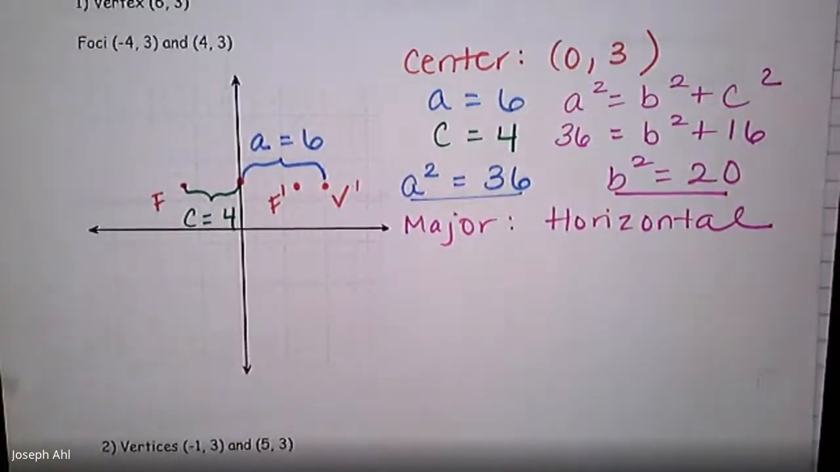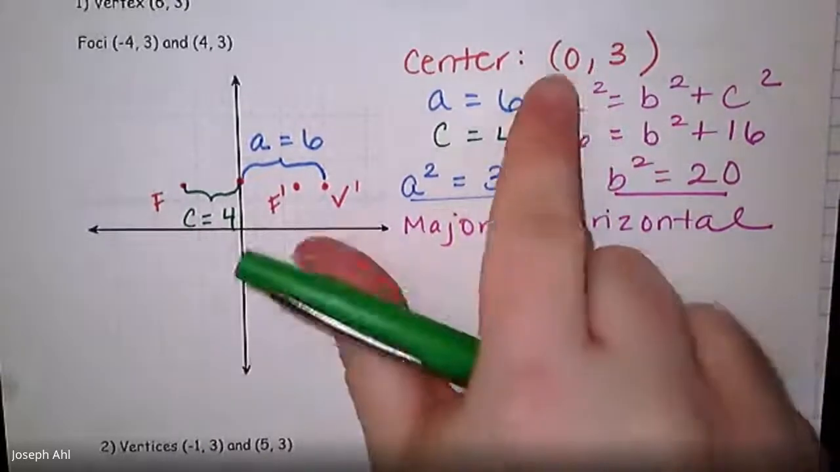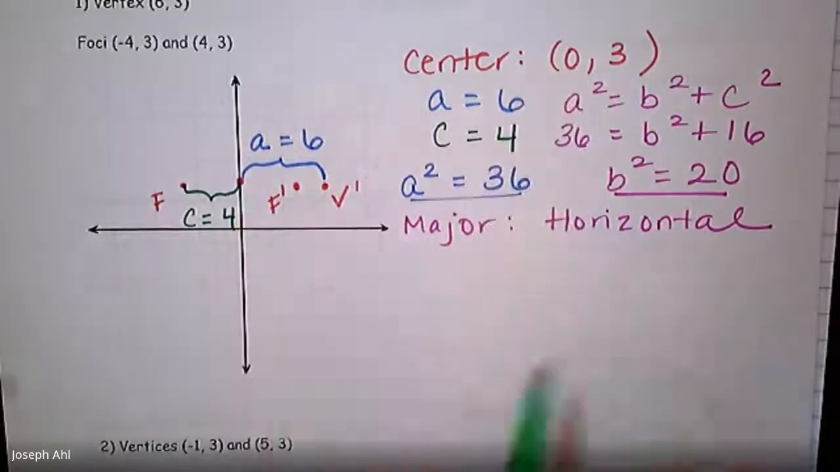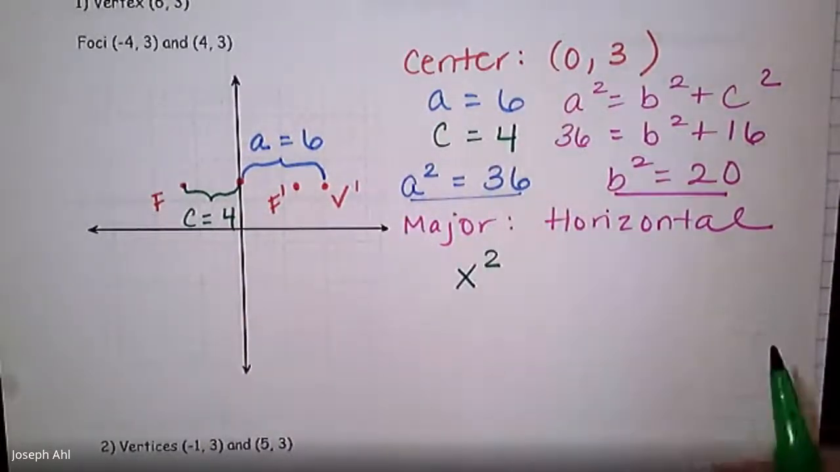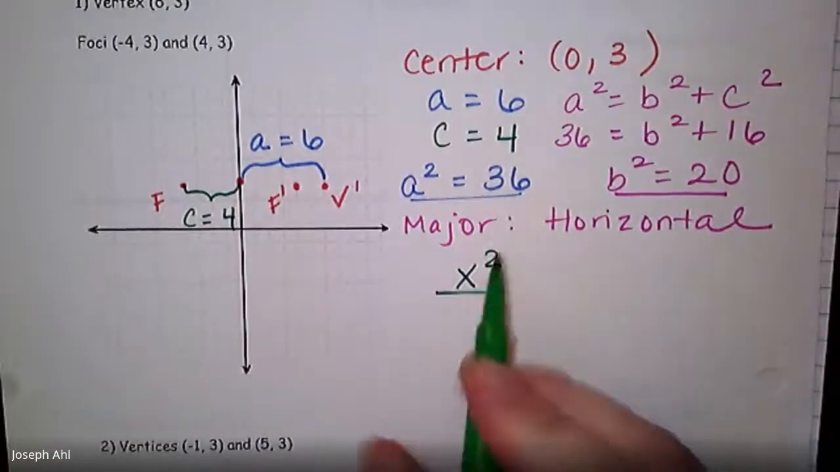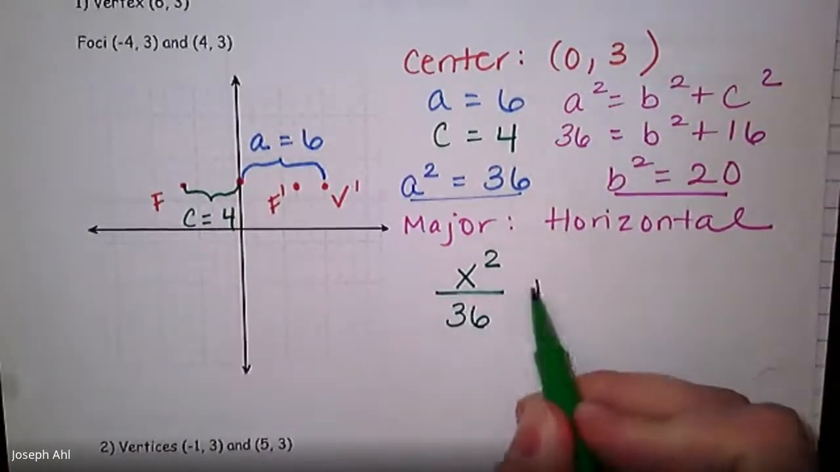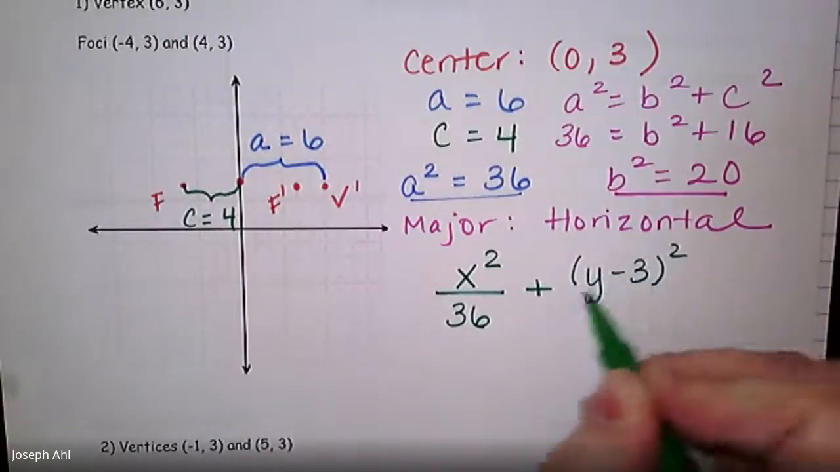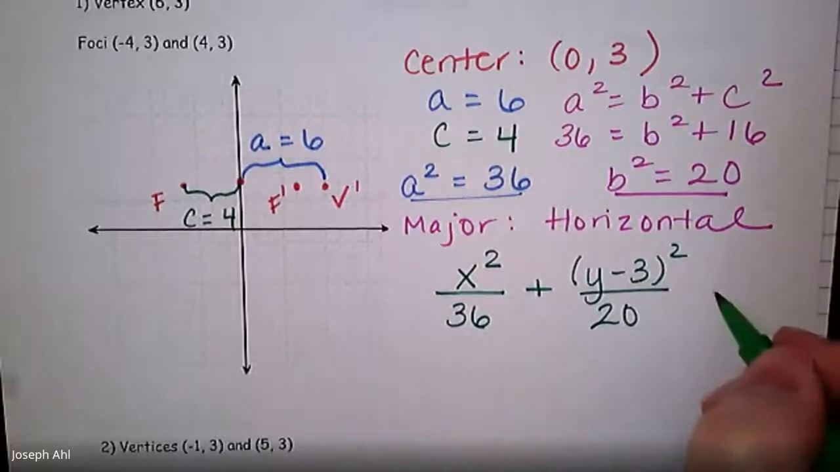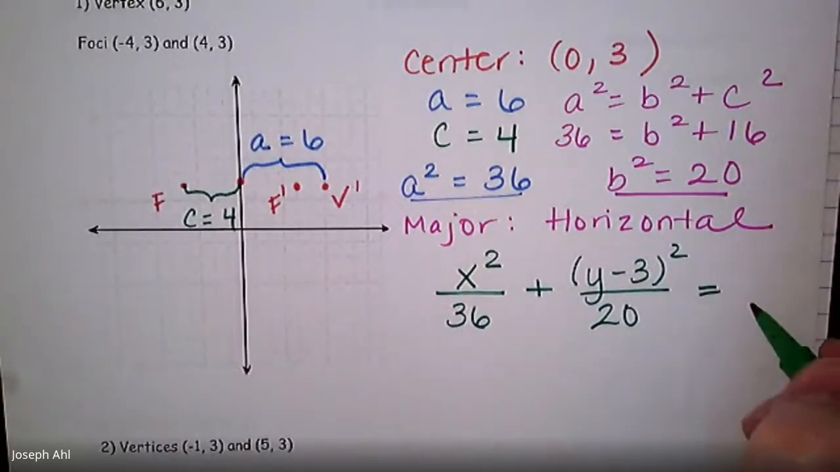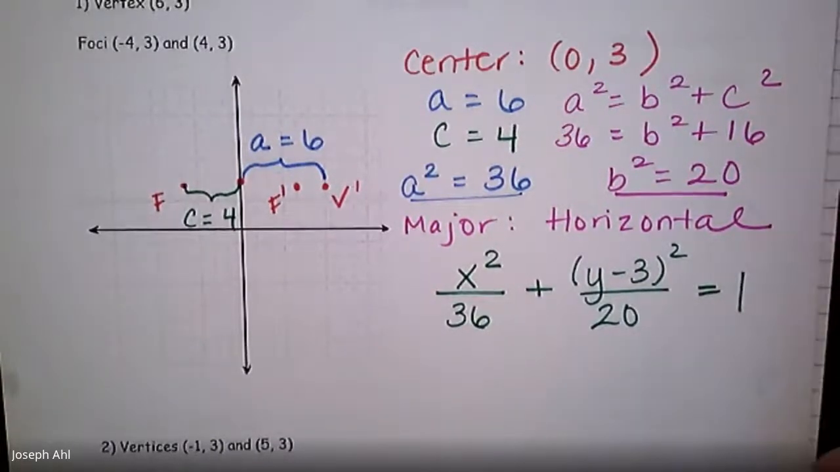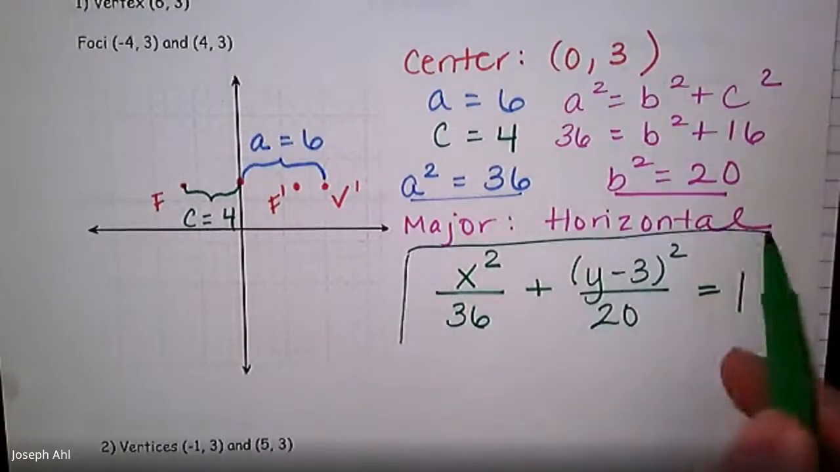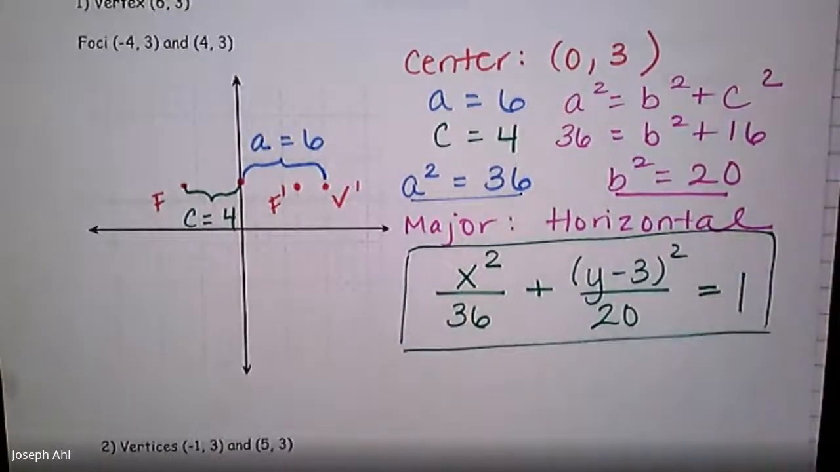So when I put all of the pieces together, the center, a squared, b squared, and the horizontal nature here, we're going to get, if you want to write x minus 0 squared, that's fine. You'd probably just see me write that as x squared over a squared, 36, plus, now I'm going to use the y coordinate of the center, y minus 3 squared over b squared, 20, equals, don't forget, in standard form, an ellipse is equal to 1. And that is the equation given that one vertex and the two foci. All right, so that's what it looks like putting all these pieces together.